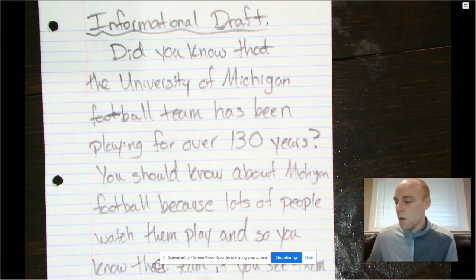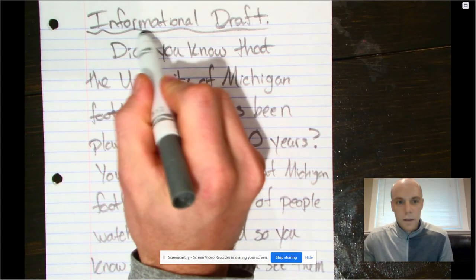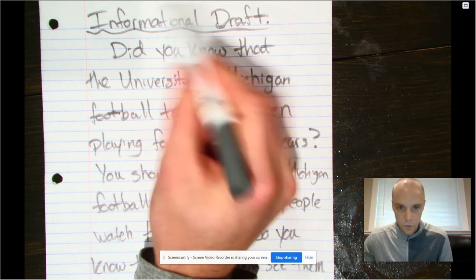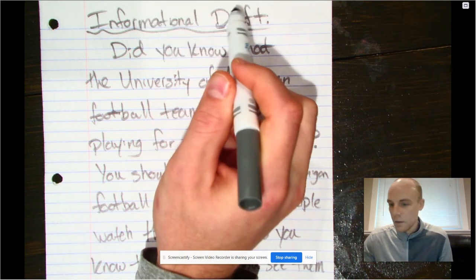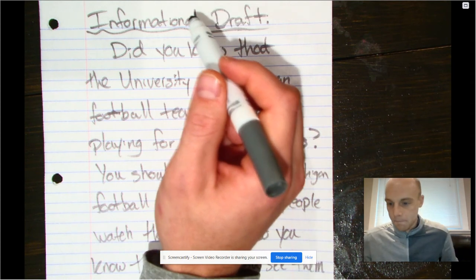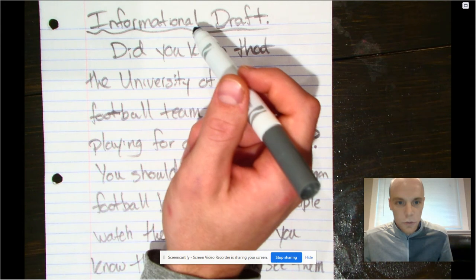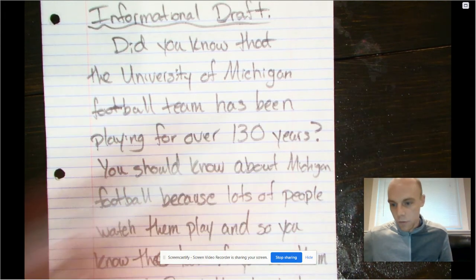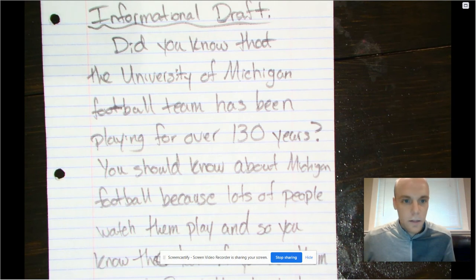So first thing I want you to do, everyone write informational draft at the top. Informational draft at the top. That's the first thing you should do because this is our draft. This isn't going to be our final copy. We're going to have to copy everything over onto nice, neat handwriting paper too. So I have mine already written here for you, just so I didn't do it live with you on our video here.